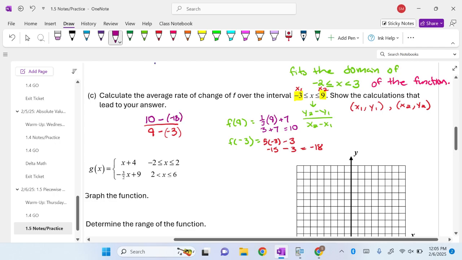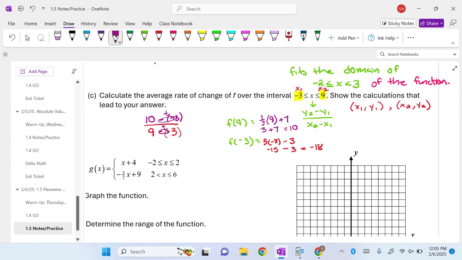And then we just evaluate this expression. So remember, two negatives make a plus. So we have 10 plus 18, which is 28, over 9 plus 3, which is 12. And make sure you simplify that fraction. So what would this fraction simplify down to? 7 over 3. Because both of them have a 4 in common, so we can divide the top and the bottom by 4 over 4, and we would get 7 over 3. And that would be my average rate of change between that interval.